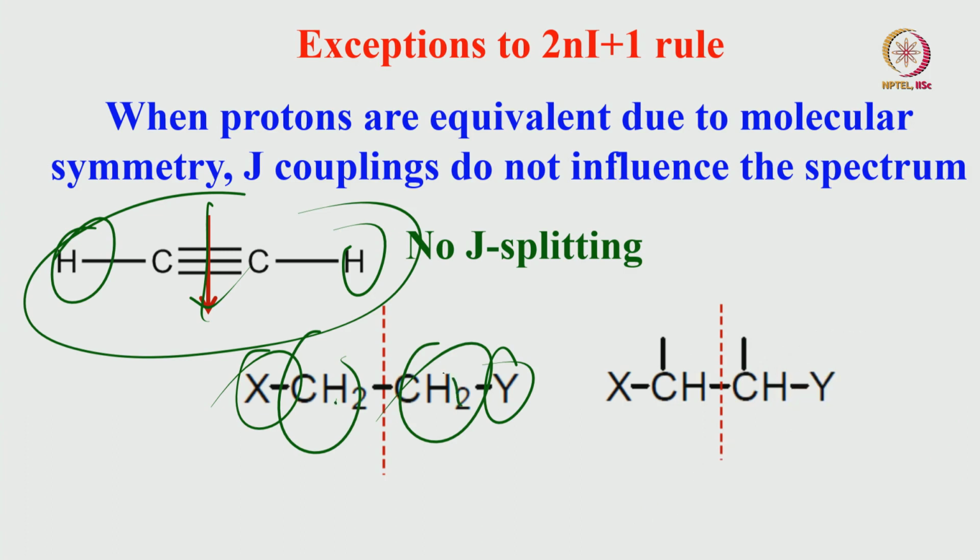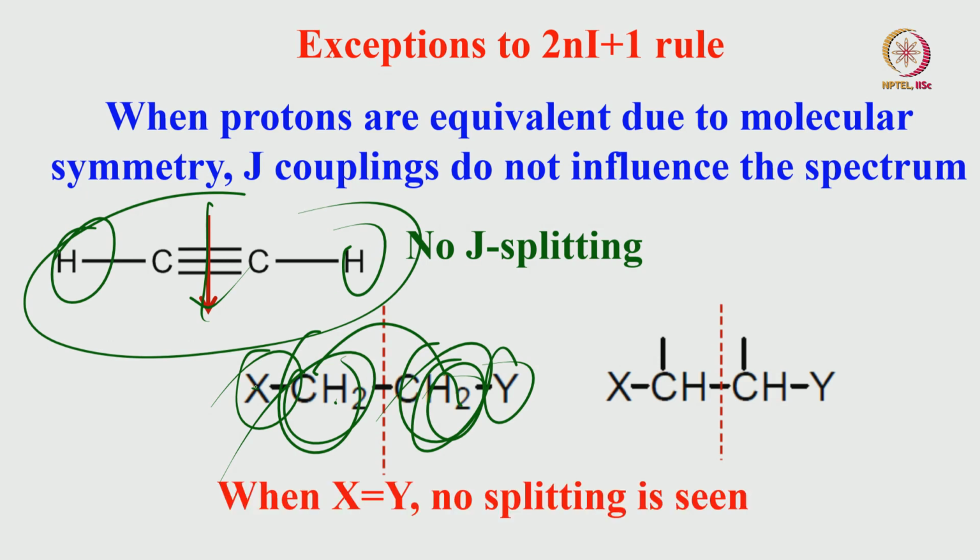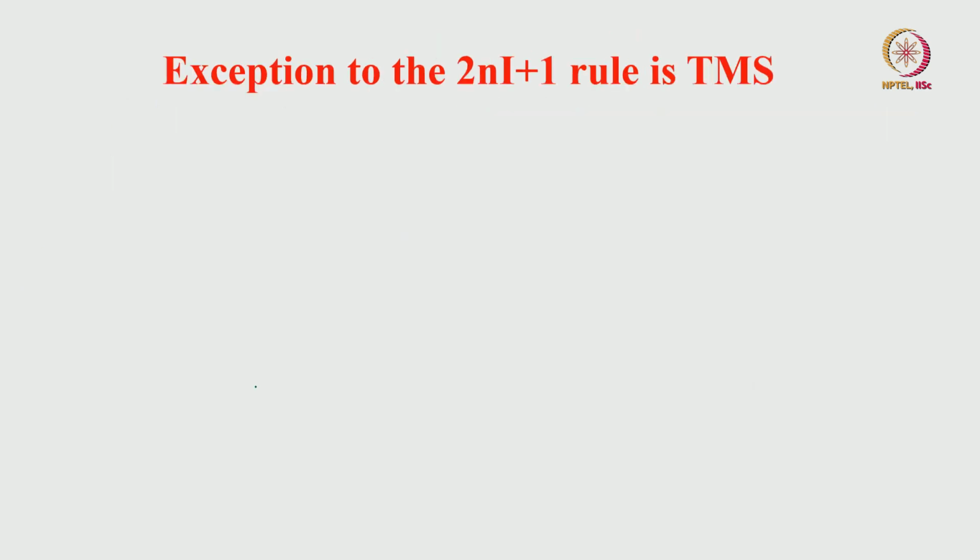This will couple to these two protons: 2 into half plus 1, this will become a 3-line pattern. When this is coupled to this, again 2 into half plus 1, you will get 3 peaks here. If x and y are different. If x and y are identical, you will not see the coupling. So there are exceptions to the 2n+1 rule. This is what I wanted to tell you.